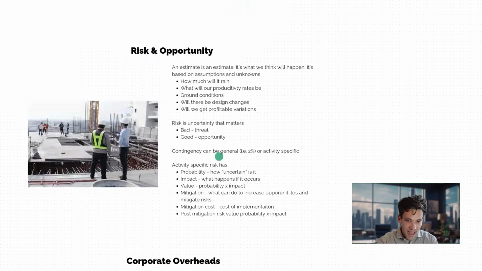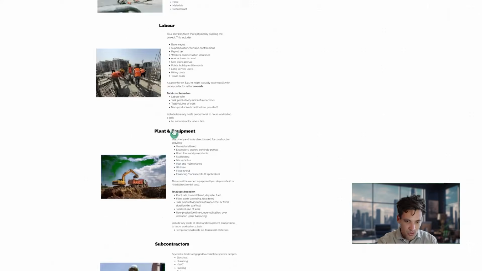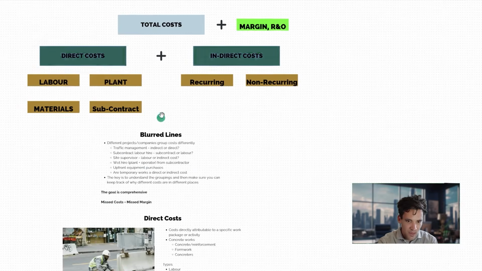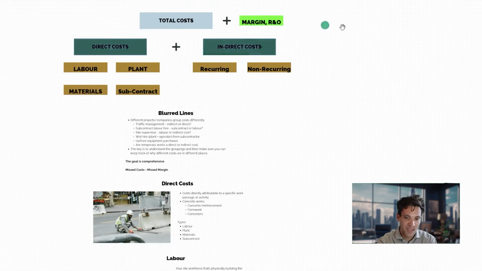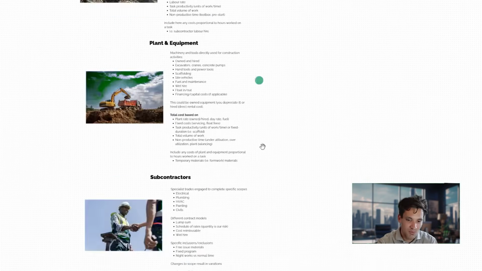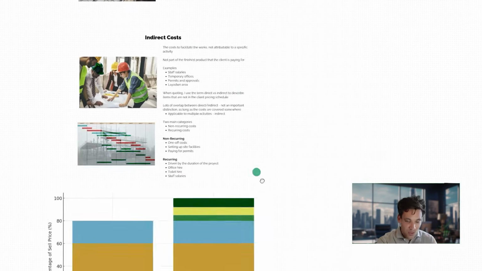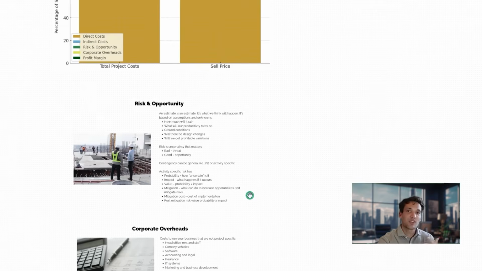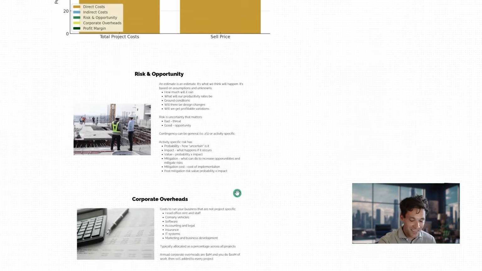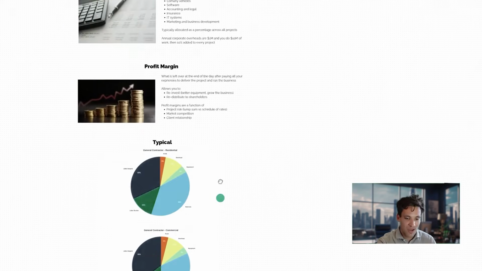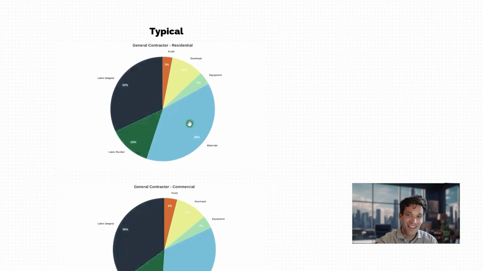So basically that is how we went. I'll just scroll back up to the top quickly. That is how we went from our direct costs, our labor, plant, materials, and subcontract, to our indirect costs, our recurring and non-recurring, non-activity specific costs together. With our total costs, we've applied our margin and risk and opportunity, and we have a price to bill the client. So those are the categories of costs. Again, this wasn't an estimating video of how you calculate these costs. This was purely talking about what these buckets are so you properly understand them.